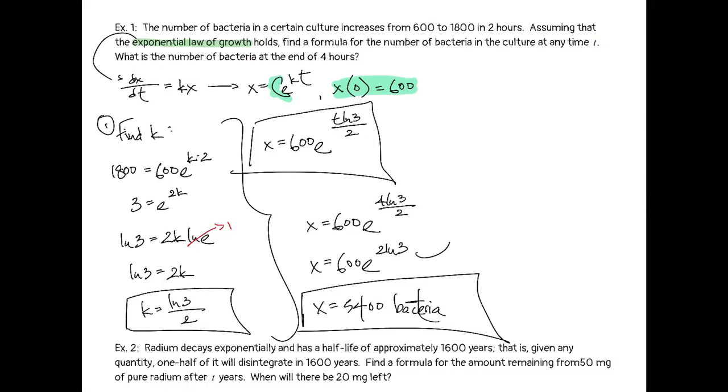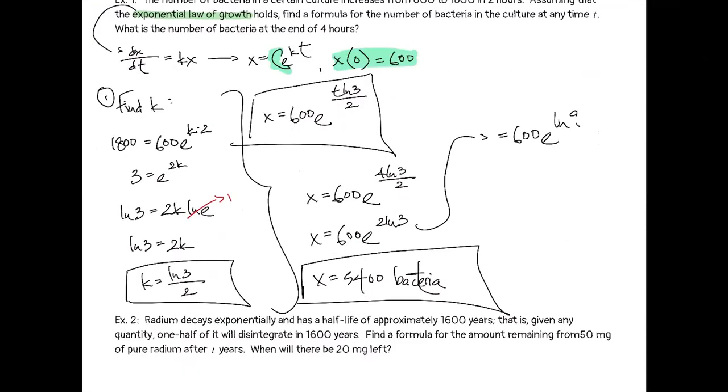I think this one's actually not so bad, because it would equal 600 e to the natural log of 9, because 3 squared is 9. And that equals 600 times 9, which gives you 5,400. Okay, but most of the other ones, the numbers are not going to be quite so nice, so these will be calculator sort of problems.